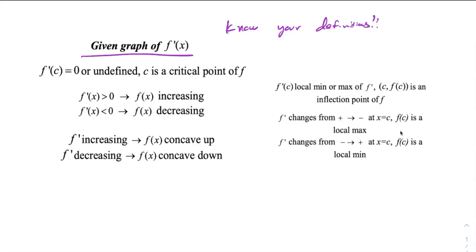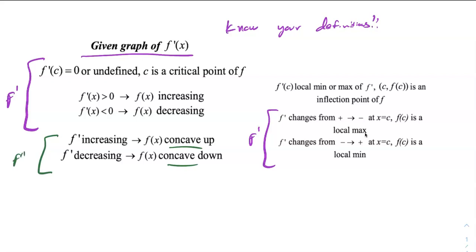Very important. So I'm going to break this into two different categories here. Given the graph of f prime, let's talk about the stuff that directly affects f prime. Those affect the derivative. It has to do with increasing, decreasing, critical points, and local min and max. The stuff that has to do with the second derivative are concave up and concave down, and inflection points. So I'm going to treat them separately.